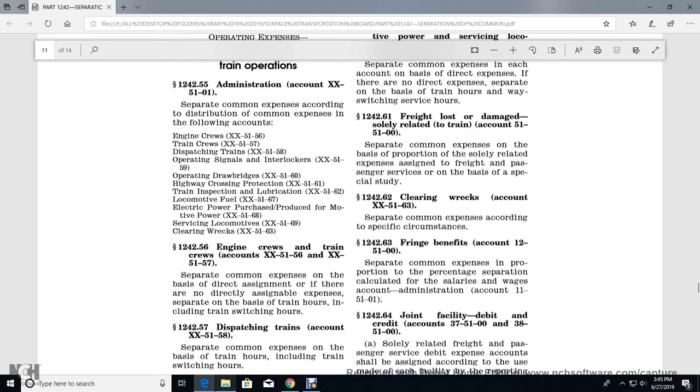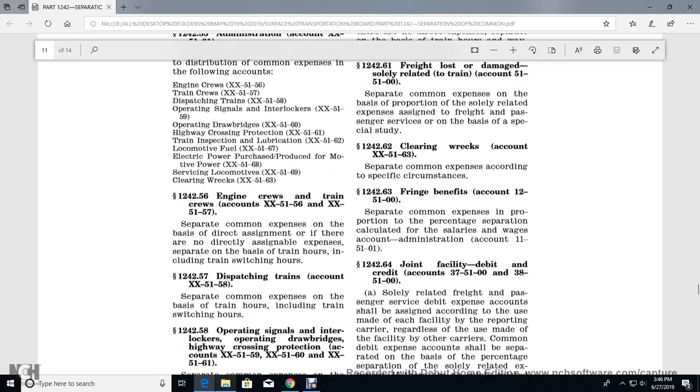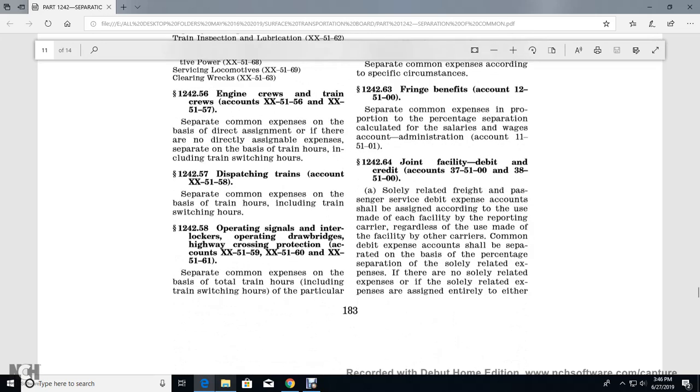1242.56, engine crew and train crew, accounts 5156 and 5157: separate common assignments on the basis of the direct assignment, but where they are not directly assignable, the expense is based on the train hours, including the train switching hours. 1242.57, the dispatching account 5158: separate common expense on the basis of the train hours, including the train switching hours.